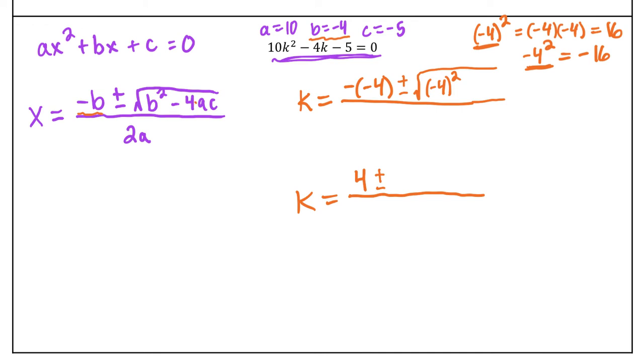Okay, next comes -4ac. Now, there is multiplication happening between these. Also, the 4 and the 2 in this formula are just always 4 and 2. There's nothing that changes that. It's what makes this all work out, is having a 4 here where we're at, and then a 2 on the bottom in front of a. So I'm going to do -4 times a, which is 10, times c, which is -5.